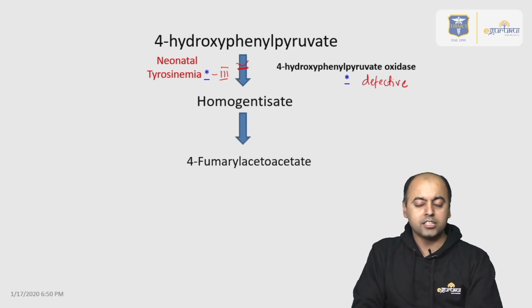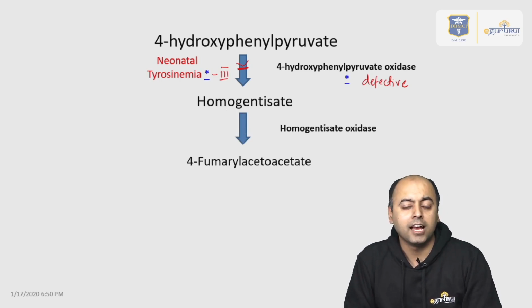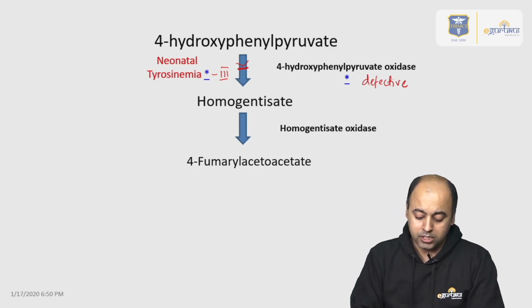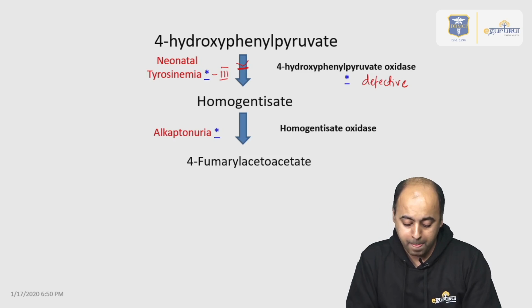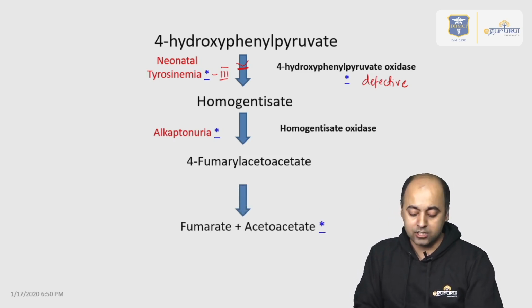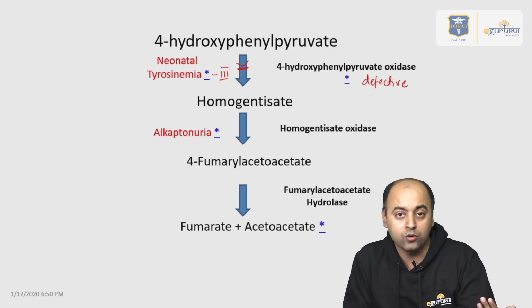The homogentisate is then converted to the fumaryl acetoacetate, and this was the enzyme that we are talking about, the homogentisate oxidase. The condition we said is known as alkaptonuria. Finally, the fumaryl acetoacetate is converted to fumarate and acetoacetate. The enzyme which is used here is fumaryl acetoacetate hydrolase.